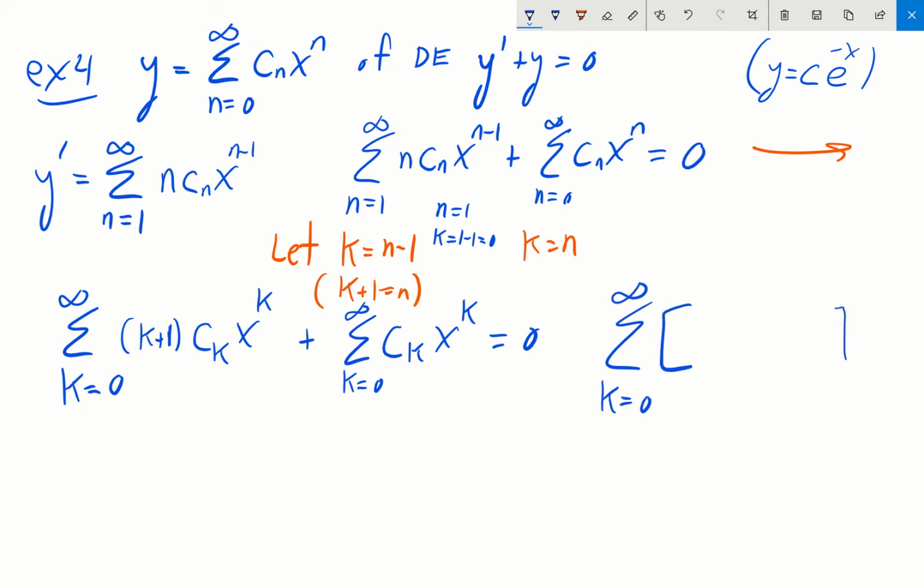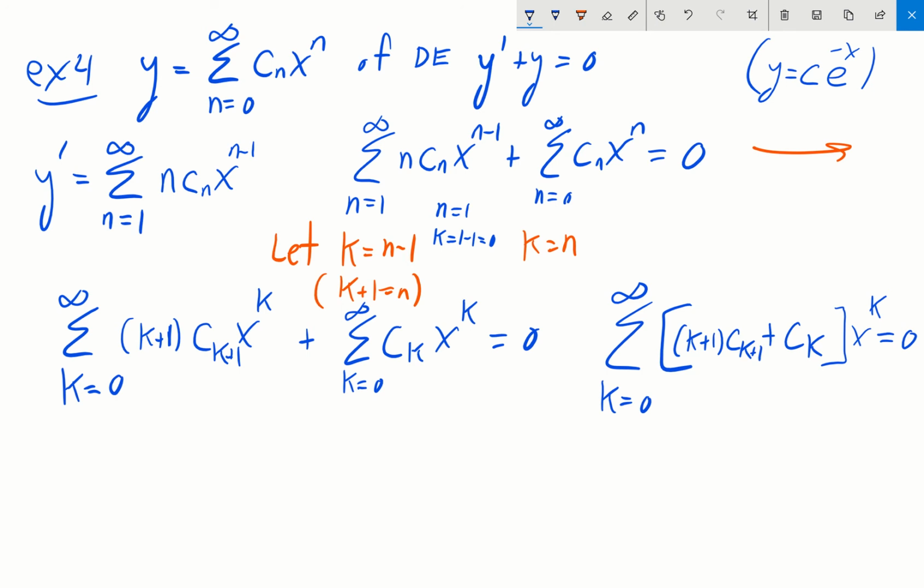And I'll factor out the x to the k term. And then when we add those coefficients together, we simply get k plus 1 ck plus ck. Oops, sorry, something's not right here. I didn't do this substitution right. We said everywhere we see an n in the first expression, we should be putting k plus 1. This is going to be k plus 1, c of k plus 1. So this should be plus 1 there.